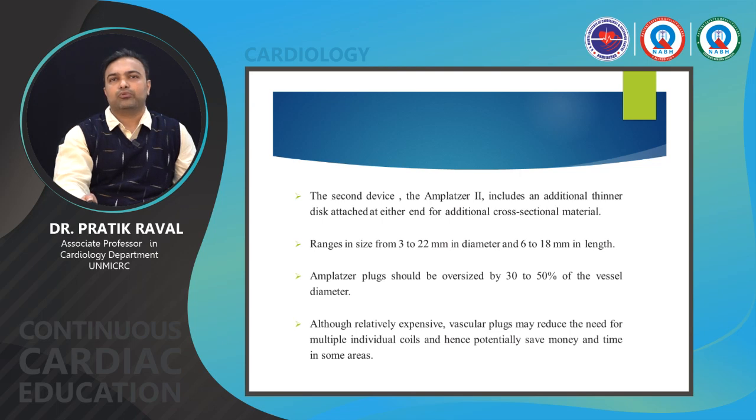The advantage of this Implants 2 device is that it provides a greater cross sectional area. The size ranges from 3 to 22 millimeter in diameter, and the lengths available are 16 to 18 mm. These devices should be oversized by 30 to 50% of the vessel size. They are relatively expensive, but sometimes they can save cost because a single vascular plug may occlude the vessel, while to occlude the same size vessel one may require multiple coils. So they may actually reduce the cost.